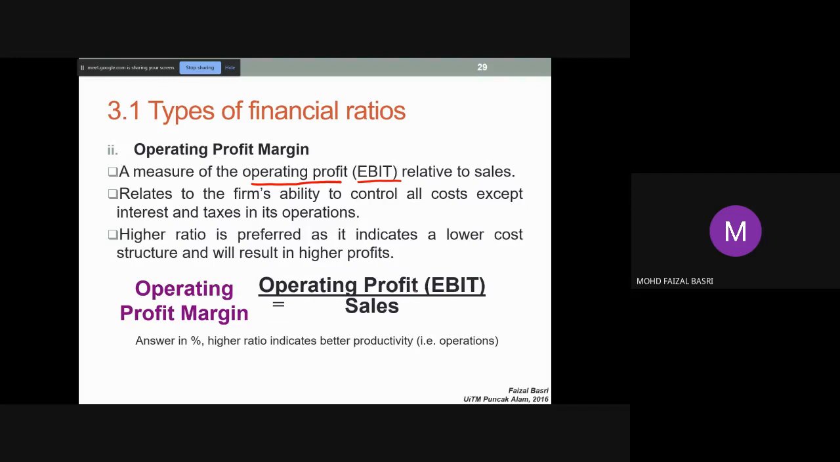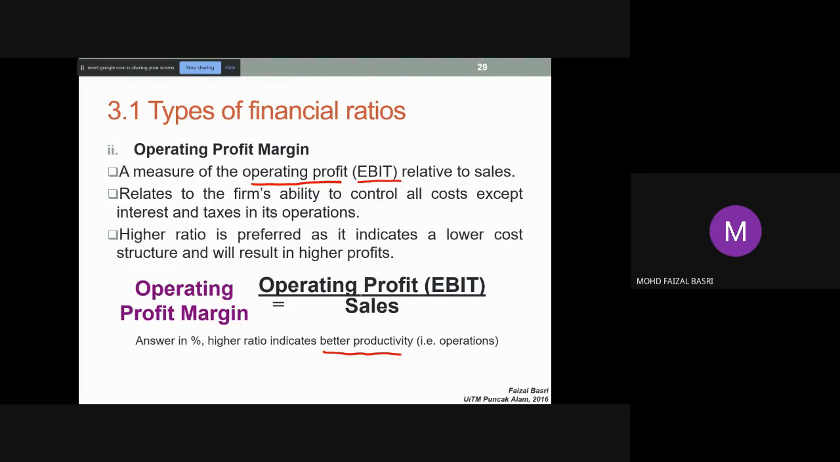Alright, and for operating profit, we first deduct the variable cost, which is cost of goods sold, and then we minus the operating costs. Usually when we talk about operating costs, it indicates the fixed costs of the company. Cost of goods sold is the variable cost, while the fixed cost is the operating cost. Again, the higher the ratio, the better, which indicates a lower cost structure and better productivity with the operations, because they generate higher operating profit.